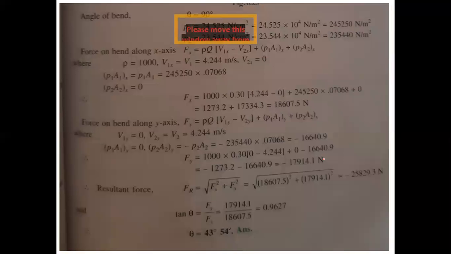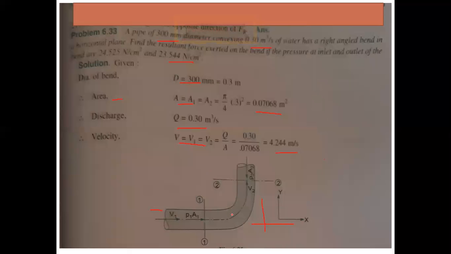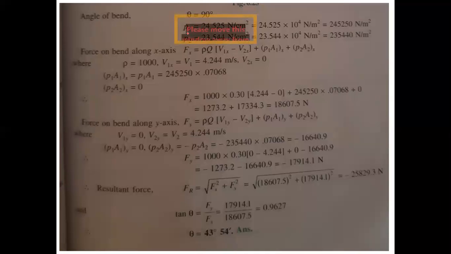Next, the angle of bend. What is the angle of bend here? From this figure, the angle of bend is 90 degrees. Then what is the pressure P1 at inlet? 24.525 converted into Newton per meter square, that is 24.525 into 10 to the power of 4 Newton per meter square. Next, what is P2 here? P2 is 23.544 into 10 to the power of 4, that is 23.544 into 10 to the power of 4 Newton per meter square.